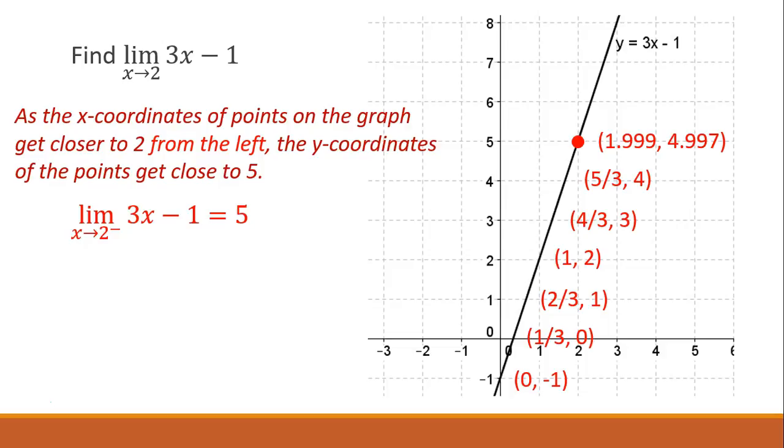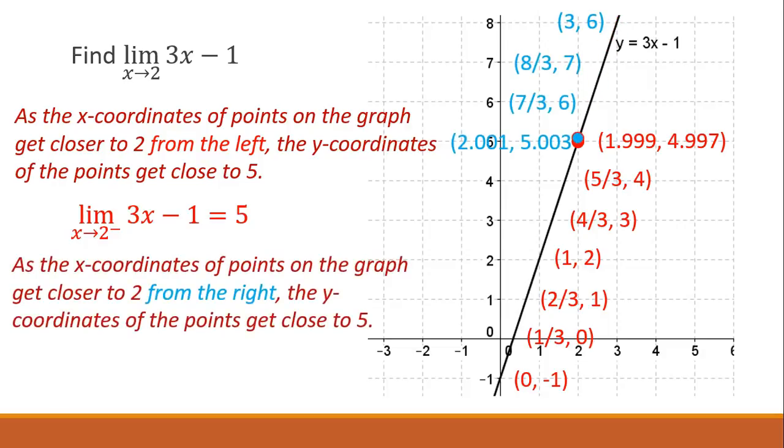Now we could also approach that same x-coordinate of 2 from the right, meaning we're looking at points that have x-coordinates that are bigger than 2. As we approach from the right, we can see that those y-coordinates are getting very, very close to 5. So we would write that this way. The limit as x approaches 2 from the right, see the little plus sign there, of 3x minus 1 equals 5.